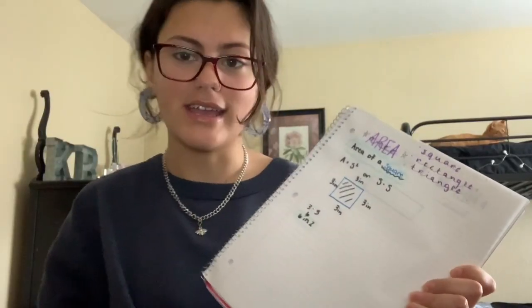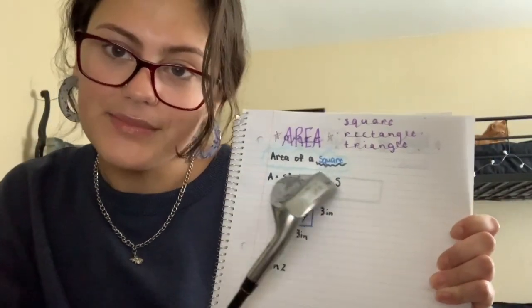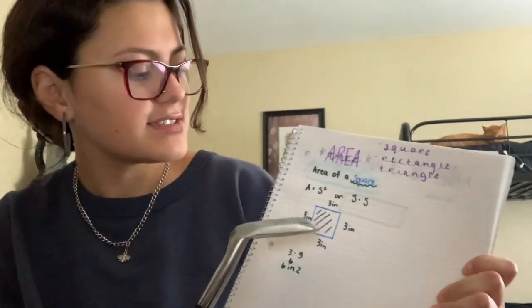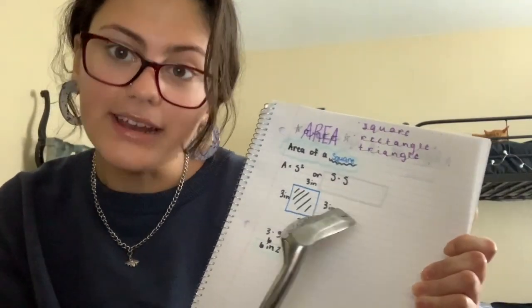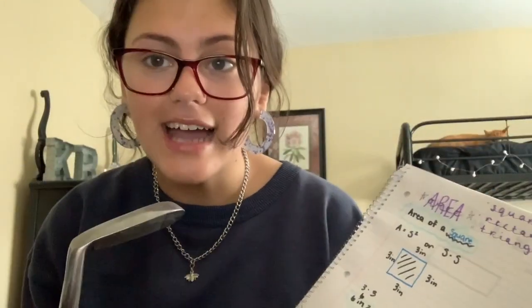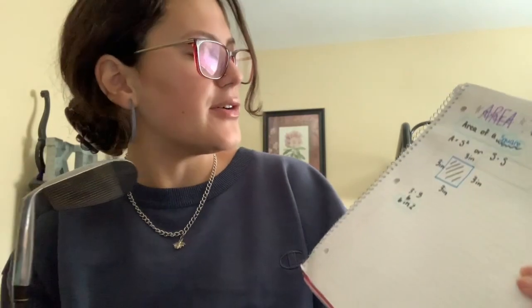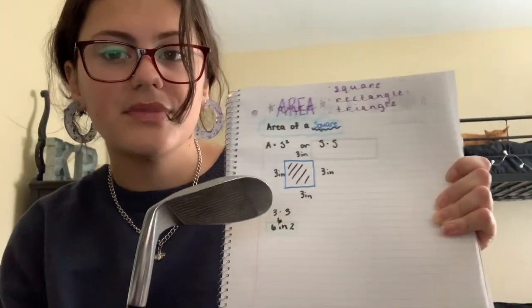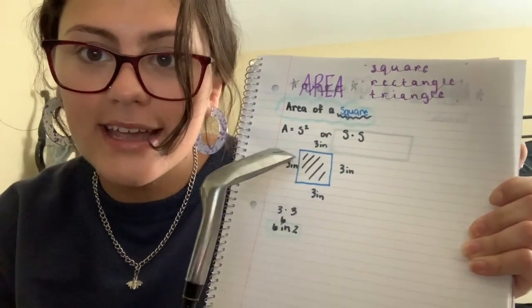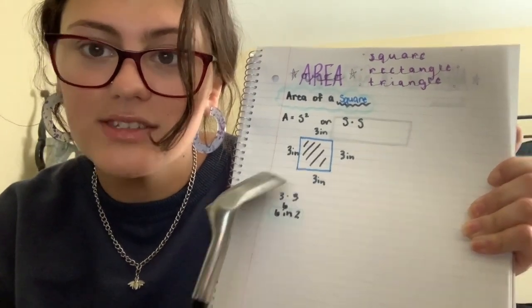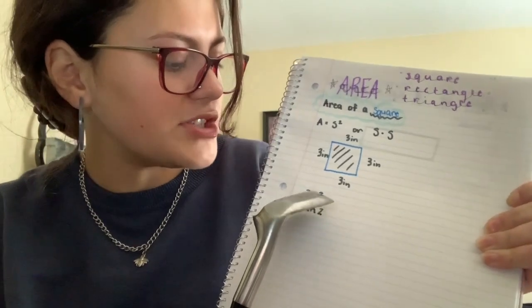Next, we're going to be talking about the area of a square. The formula to find area of a square is A equals S squared, side squared, or side times side. So these are your sides. All sides in a square are congruent. So first of all, what you do is you plug in your numbers. So it's side times side. This says 3, so it's 3 times 3, which is 6.